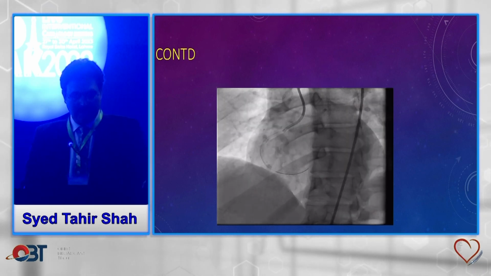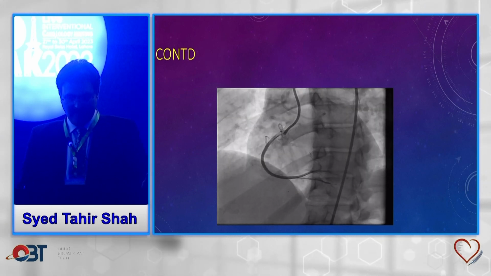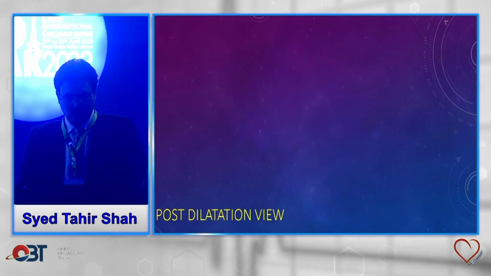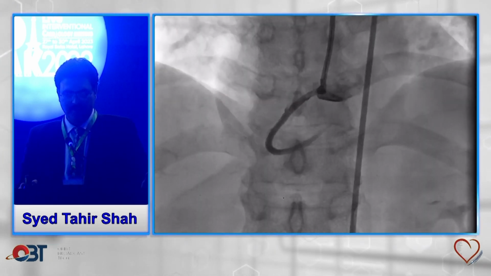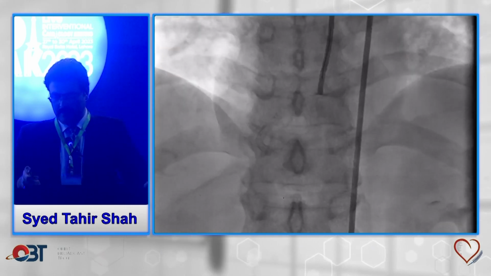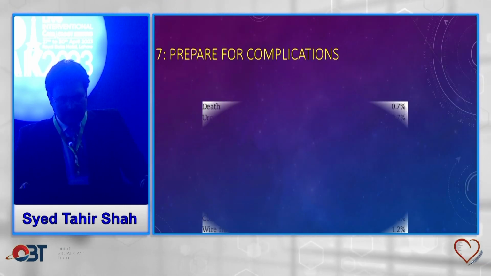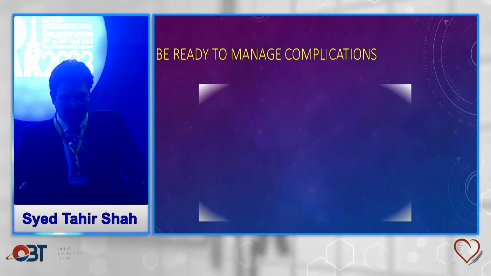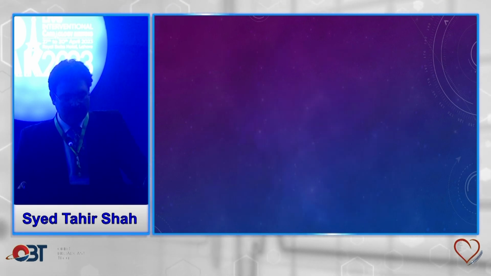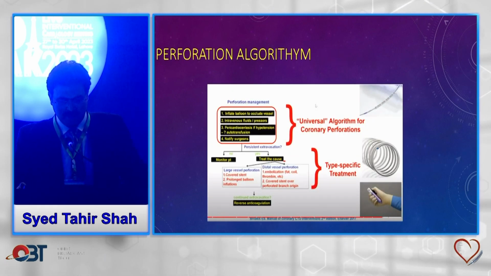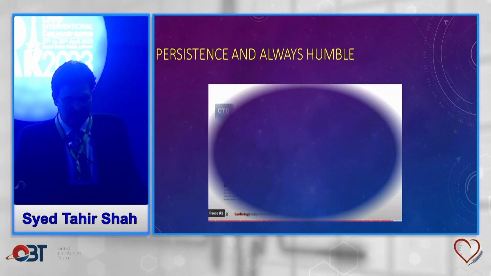So this is the final result, not the final one. Stent, post-stent dilatation, and then final clip. This is the final RCA result. Complication preparation, this should be in your mind, and then final, but just one minute to complete my presentation. Sorry for the delay.